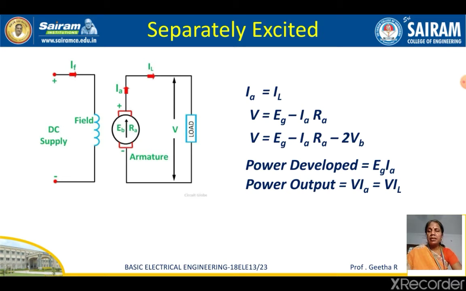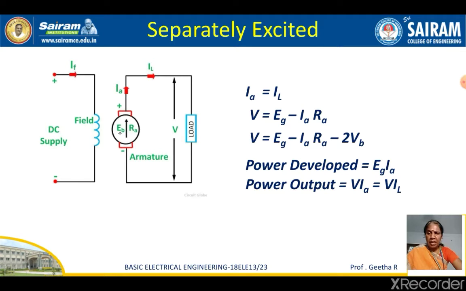You just consider here the separately excited generator. You can see this DC supply is given separately to the field winding. Apart from this, the armature circuit is separate, and this field circuit is separate. So by an external DC supply it is getting excited. Since it is kept separate and is not part of the armature circuit, it is called separately excited.